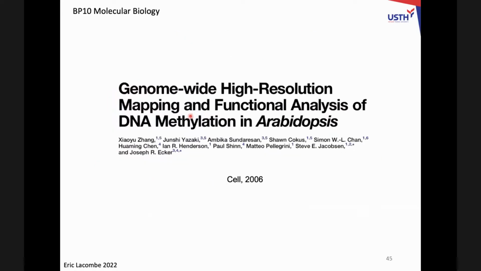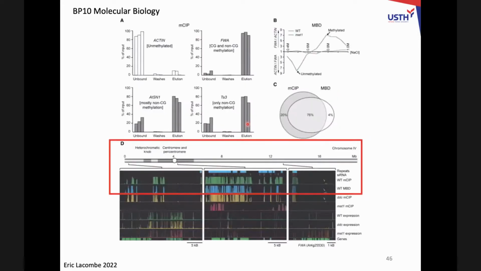Okay. So just to finish, I'll show you one result. It was the very first one, done in plants. It was published in Cell, which is, I think, one of the best journals in biology, in 2006. They made the first genome-wide high-resolution map of DNA methylation in Arabidopsis. This is very interesting. I'll just show you one figure of that.